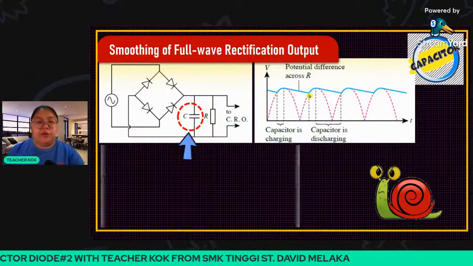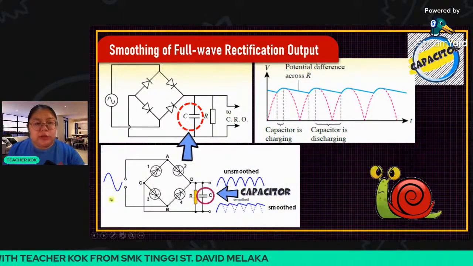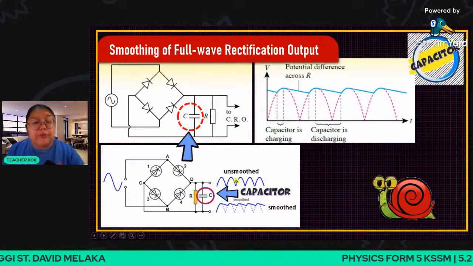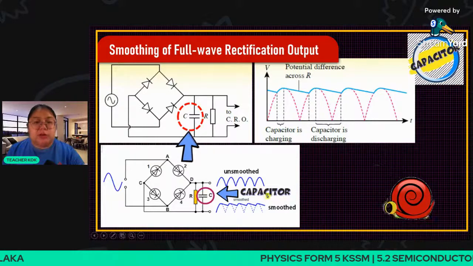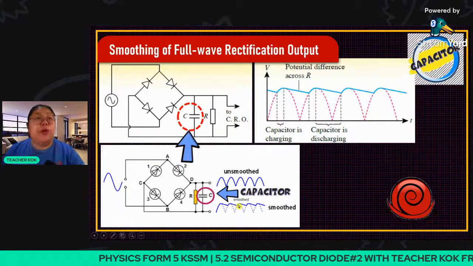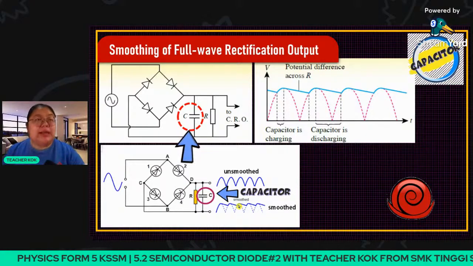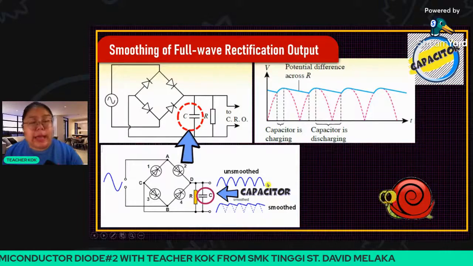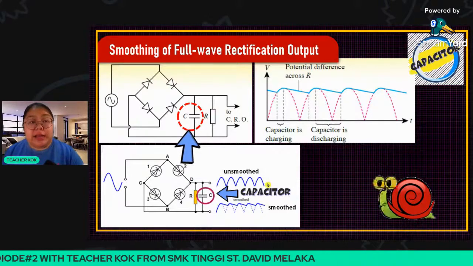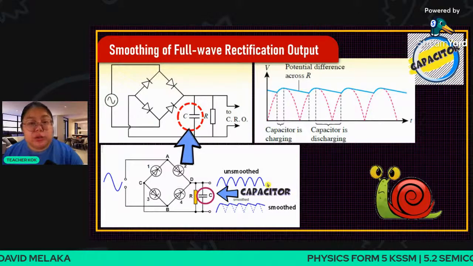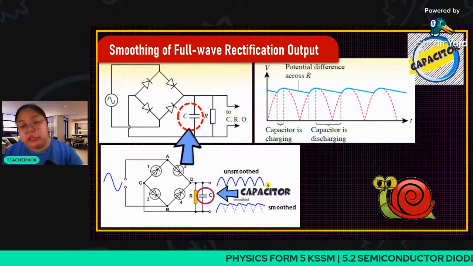Okay, so from here you can see this one is alternating. When it passes through the bridge rectifier, it produces full wave rectification. So when I put the capacitor, you must draw the wave pattern with sliding only. Like this, they do not lose any energy. They can save the energy. After that, they can produce a steady current. So this is the function of the capacitor.